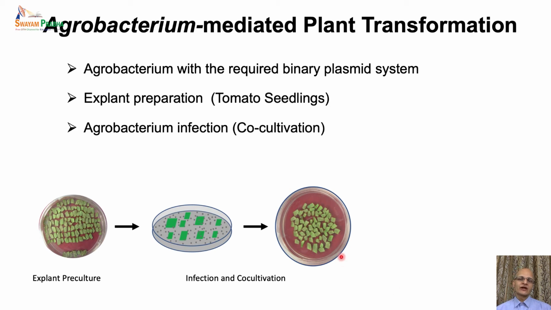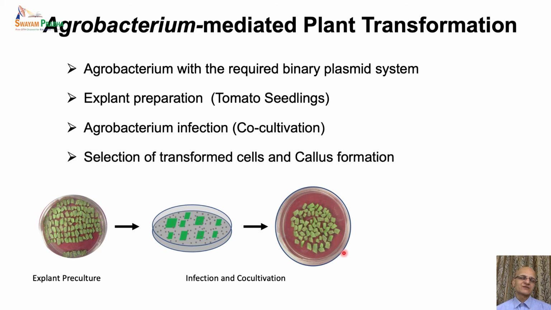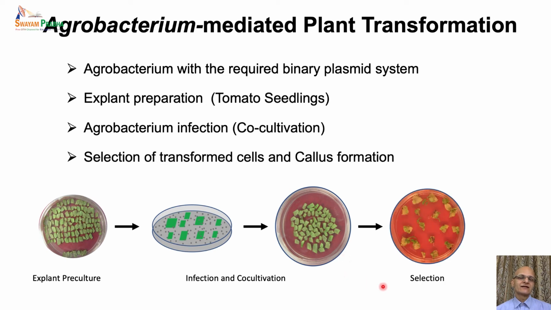Next step is the selection of the transformed cells and the callus formation. After 2 days of co-cultivation, the explants are washed thoroughly with sterile water and transferred onto the selection media. These are incubated in controlled conditions of light, temperature and humidity, and allowed to grow there. The selection media specifically contain the antibiotics for which the antibiotic marker genes have been introduced through the tDNA into the plant cell. This will help to select the transformed cells, as only those cells that have the tDNA integrated and express the antibiotic resistance protein would be able to grow on the selection media.